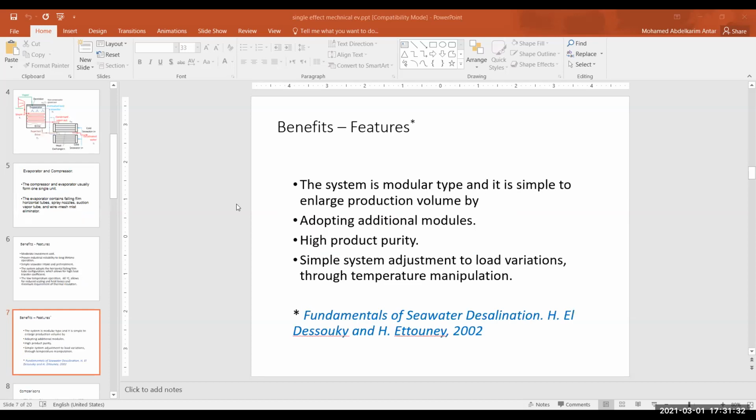The system is modular, which means that you can do it for a small scale or a medium scale. So it's not only something that has to do with very large scale production, as we will see in the MSF or MED systems. It's evaporating, and evaporation and condensation would mean that we are eliminating the salt. So we're talking about very pure water that's going to be produced. Actually, it is so pure that we have to add minerals so that it becomes suitable for our health to consume.